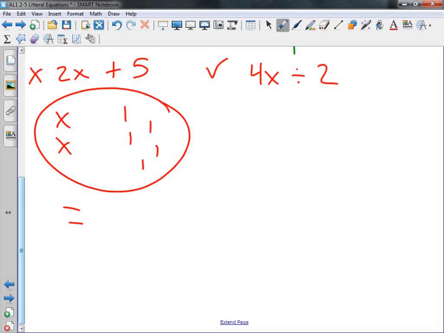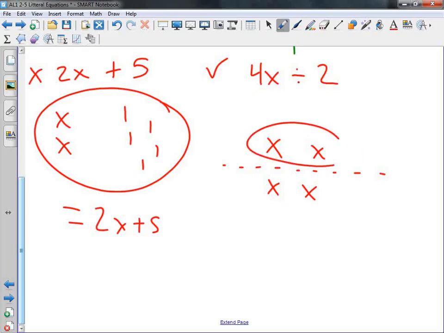I have 2 x's, and I have 5. Okay? That's what that one means. Over here, I have 4 x's. If I divide it in 2, means I'm going to cut it in half, right? If I cut it in half, how many x's do I have? Okay? So that's why you can't do addition and subtraction, but you can do multiplication and division. Okay? That's a good question.